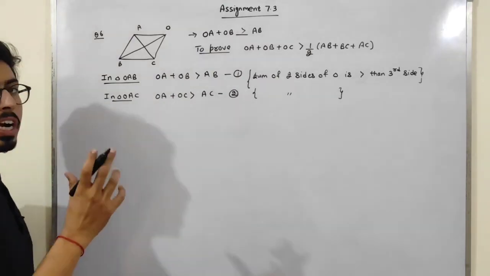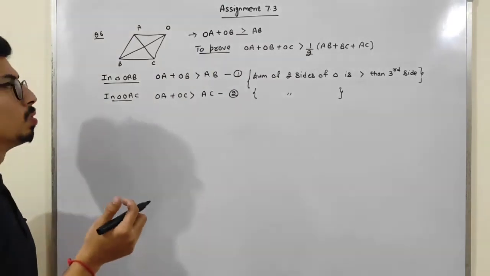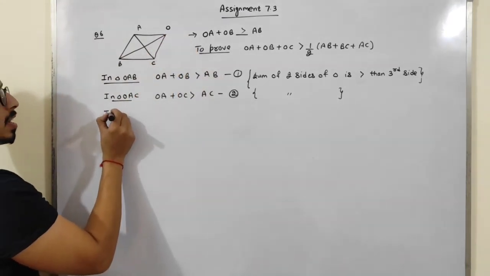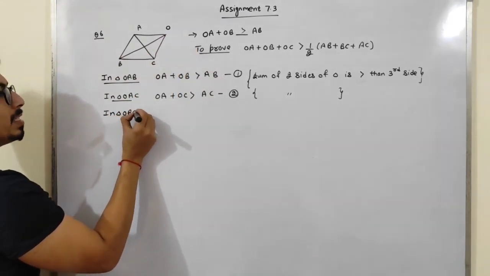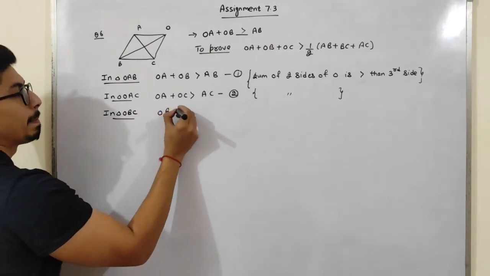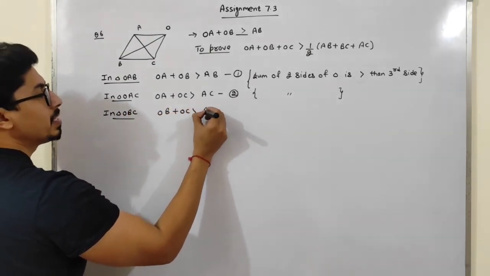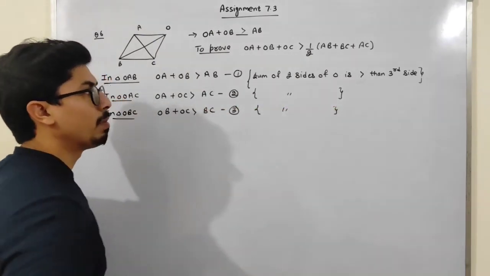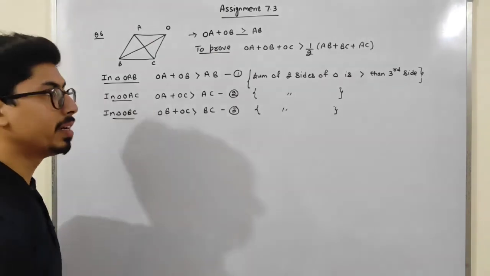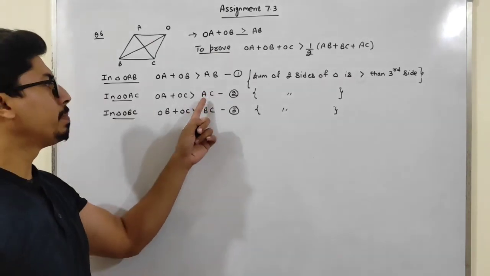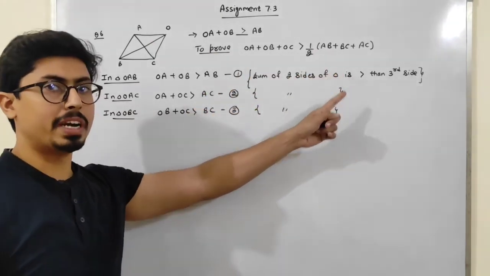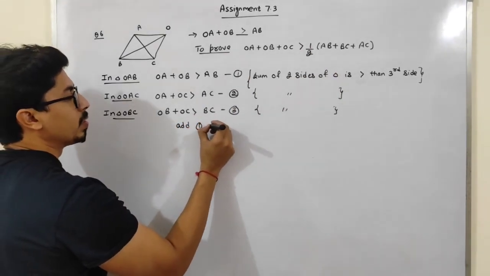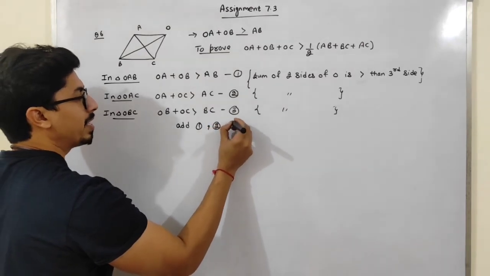Now students, take a triangle in which I can get OB and OC. OB and OC I can get in triangle OBC. So in triangle OBC, OB plus OC is greater than BC. Equation number 3, and the reason is the same: the sum of two sides of a triangle is greater than the third side. So now what do we want? AB plus BC plus CA. I just want them in addition, so just add 1, 2 and 3.